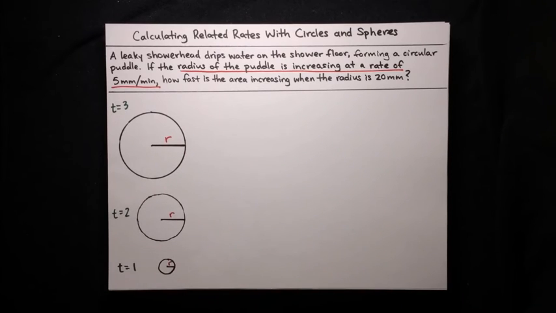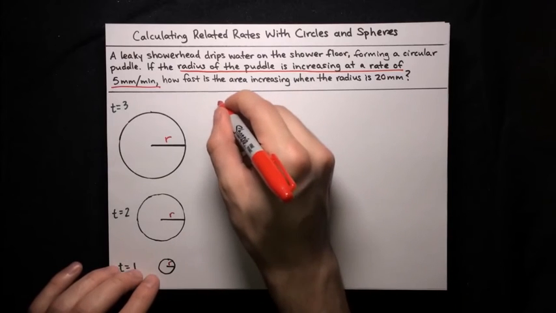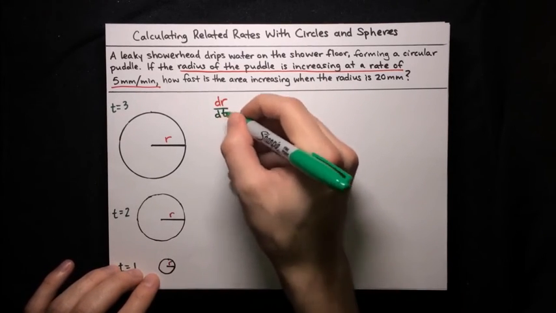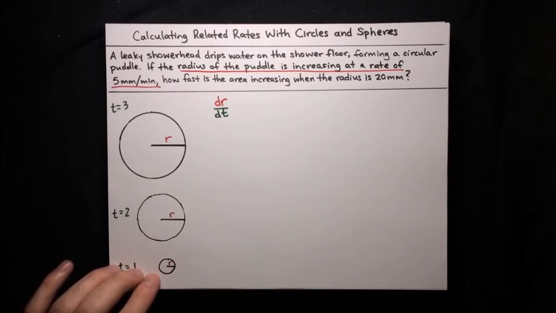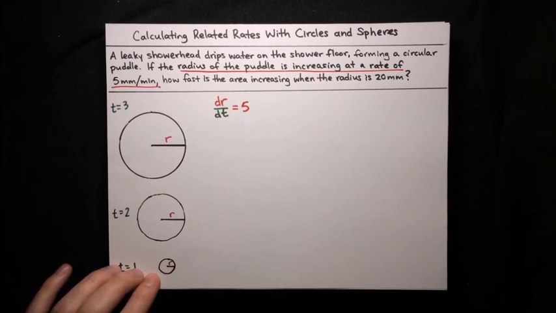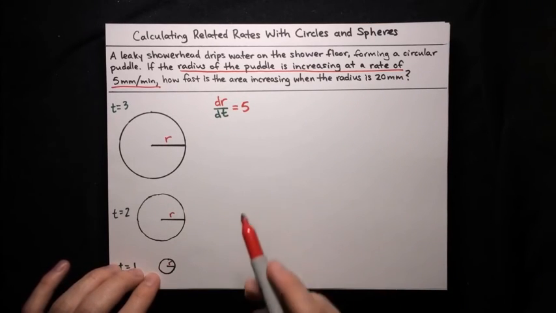Now, the way we write this mathematically is we say that the rate of change of the radius with respect to time is 5 millimeters per minute. And do you remember what we call rate of change in calculus? That's just derivative. So we can say that dr over dt, the derivative of the radius with respect to time, is equal to 5.